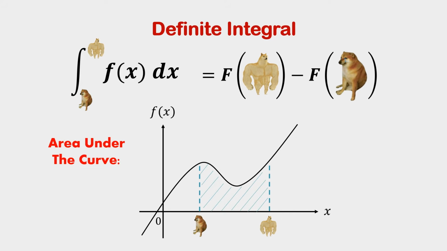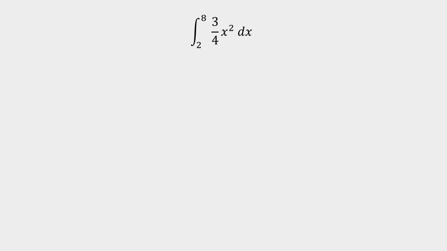The specific value obtained from solving the definite integral represents the area under the curve, bounded by the given lower and upper limits. Let us now proceed to another example. We are given the definite integral of 3 over 4 multiplied by x squared, from 2 to 8. Since we have a constant of 3 over 4, we can factor it out of the integral, which simplifies the calculation. Next, we solve the definite integral by first finding the antiderivative of x squared, which is x cubed divided by 3. Since we are working with a definite integral, we do not need to include the constant c.